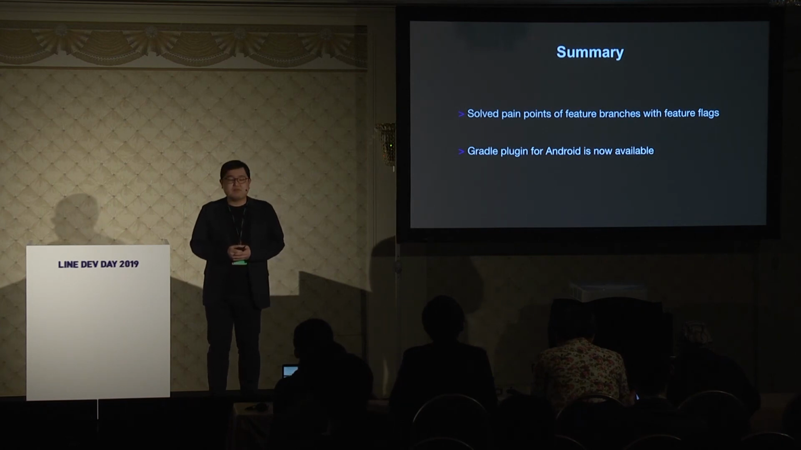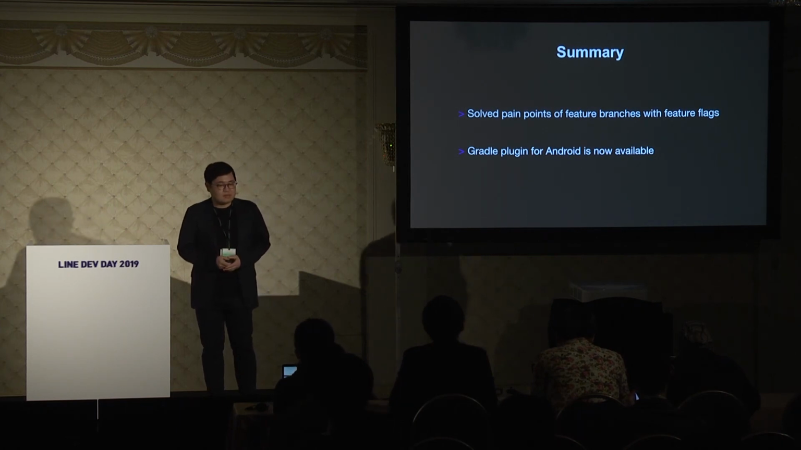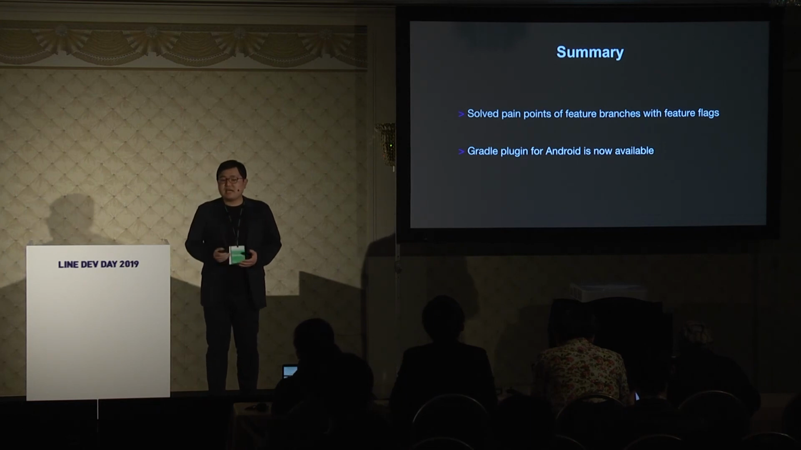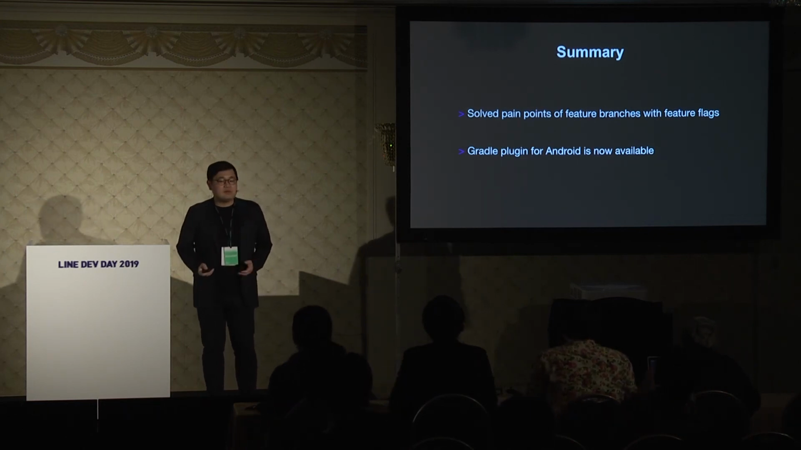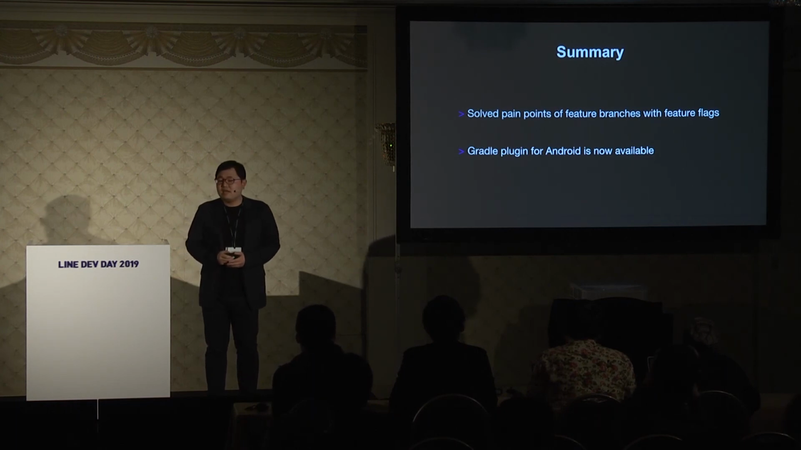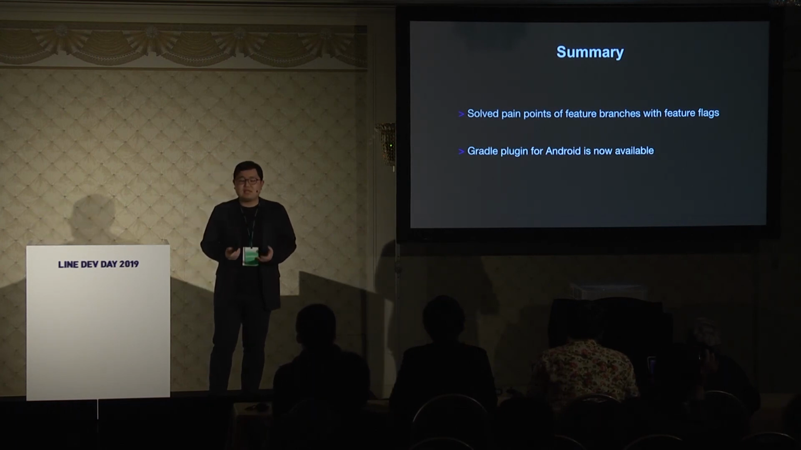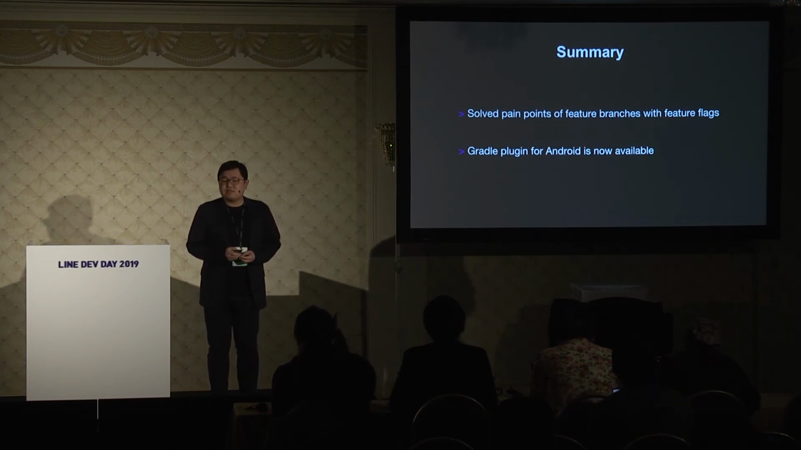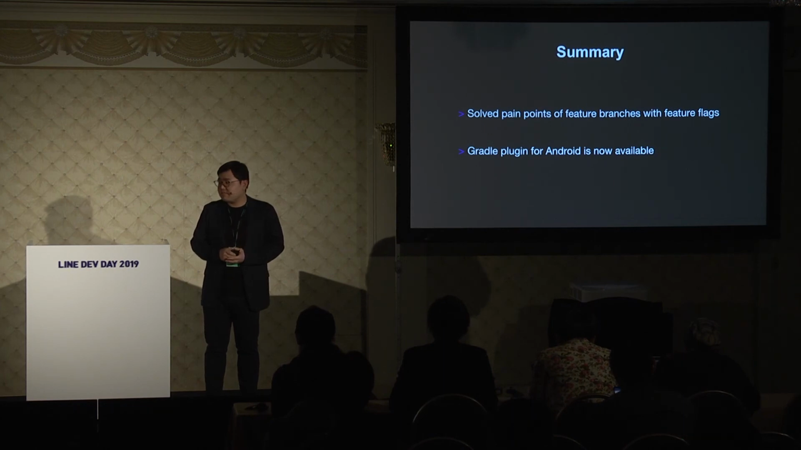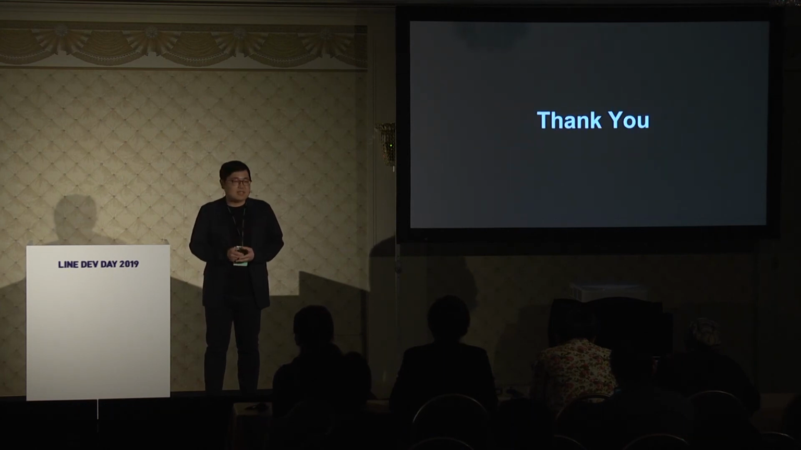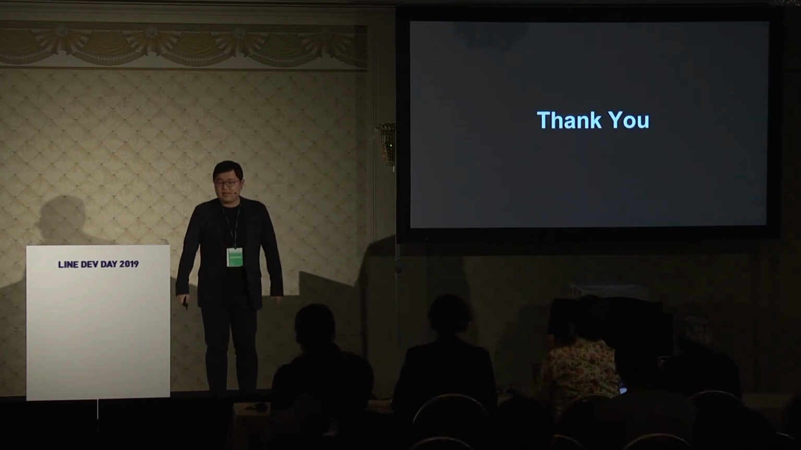So this is the end of the session, but finally I would like to recap two points. By using the feature flag, we can avoid conflict hell or complicated reverts, as we saw with feature branch development. And then for the Android application, by using the feature flag, we have the Gradle plugin. Now it's been published, so if you are interested, please go ahead and use it.